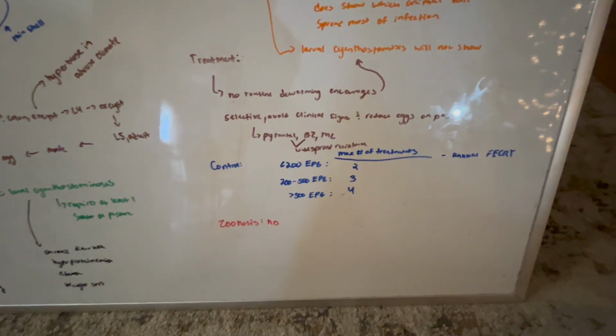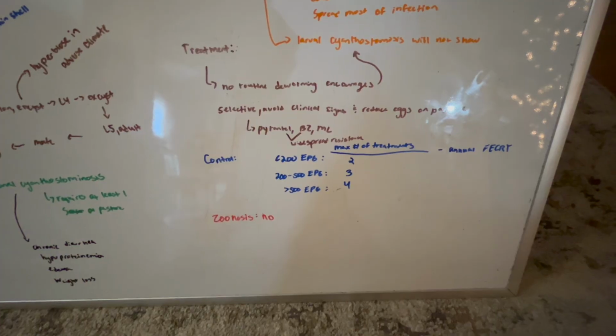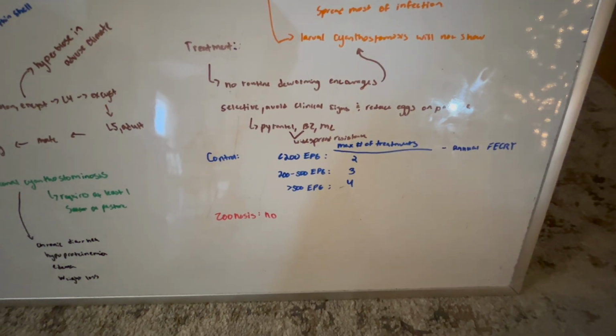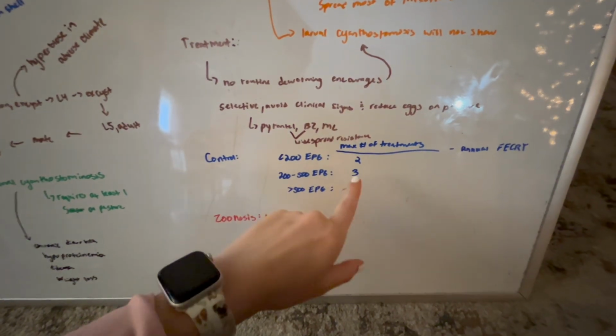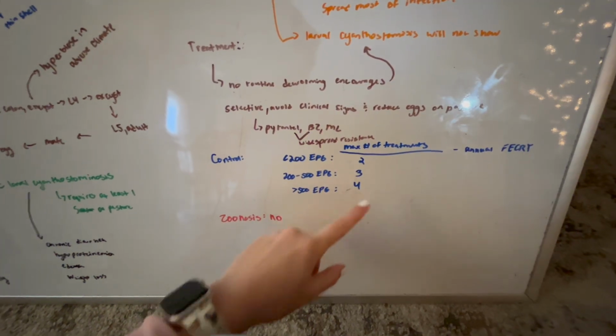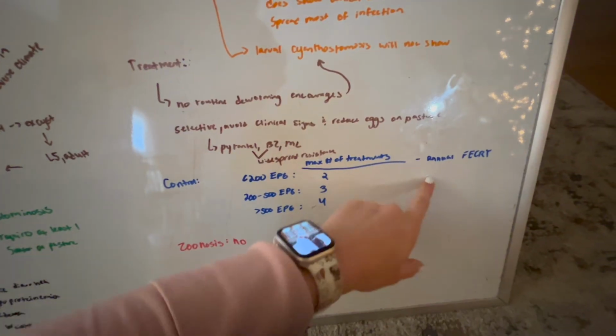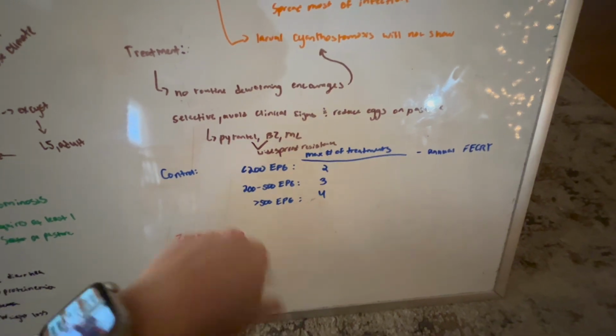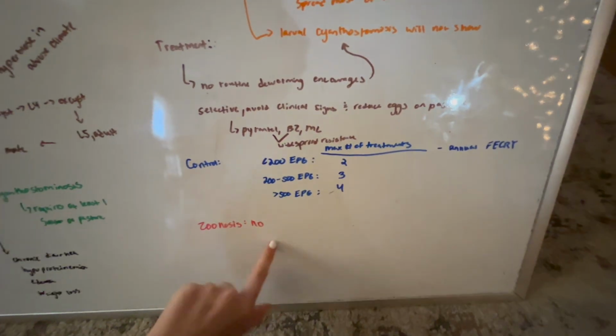So for control, the number of treatments that you do with these horses is based off of their fecal egg counts. So less than 200, you do 2, 200 to 500, you do 3, over 500, you do 4. And you always do an annual FECRT so that you can analyze these kinds of things. And of course, it's not zoonotic.